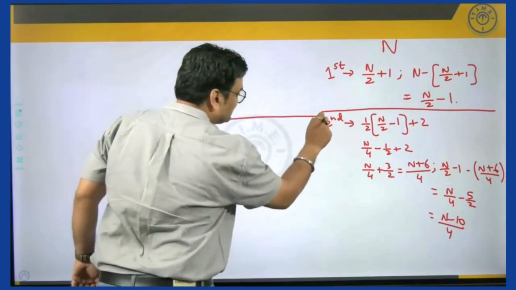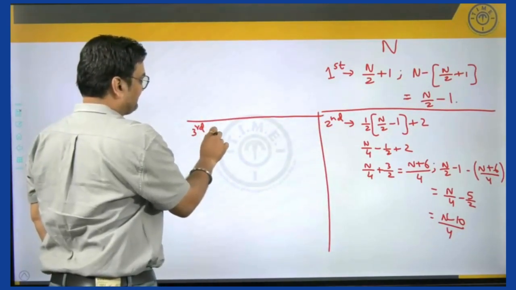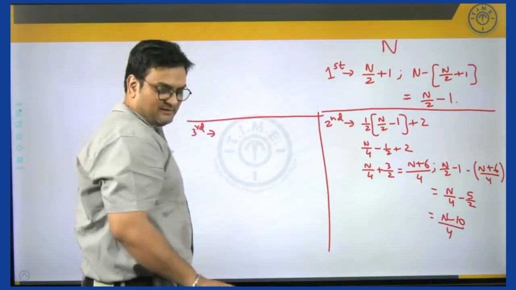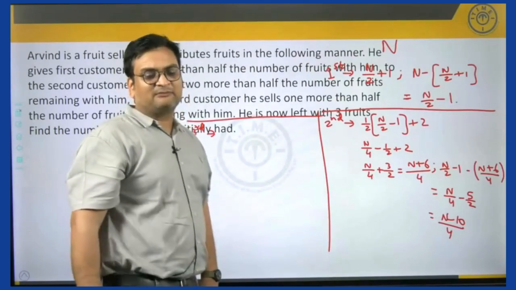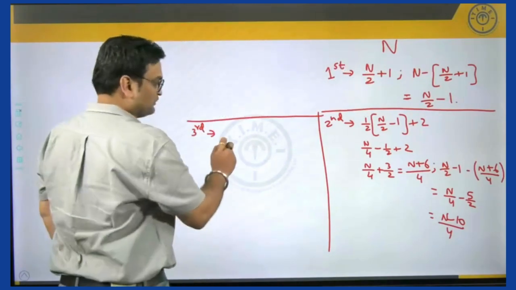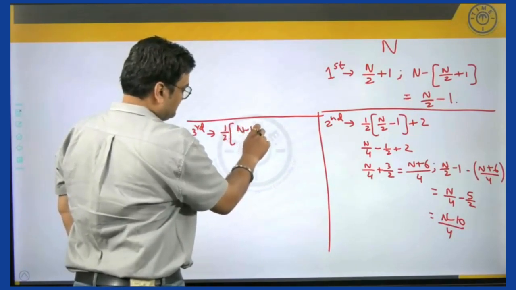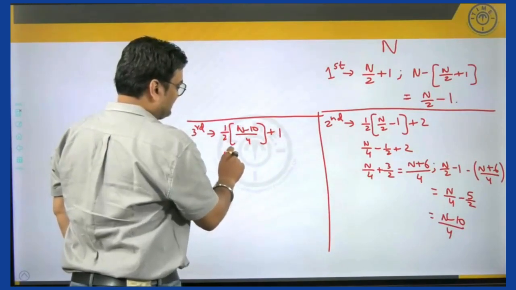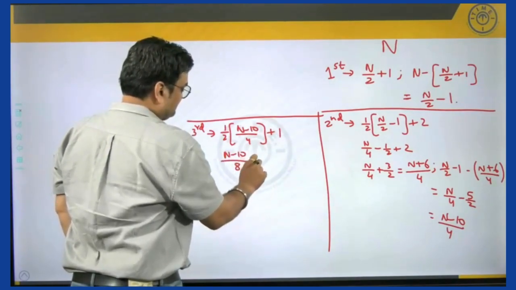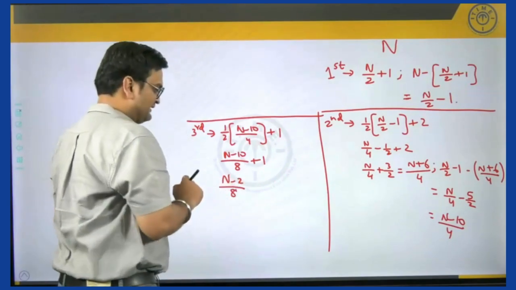Now comes the after selling to the second customer. Now comes the third customer. So, how much is he selling to the third customer? It was 1 more than half the number of fruits remaining with him. So, half the number of fruits remaining with him, 1 more than this. So, when you simplify this, it is n minus 10 by 8 plus 1. So, it is n minus 2 by 8, when you take the LCM.